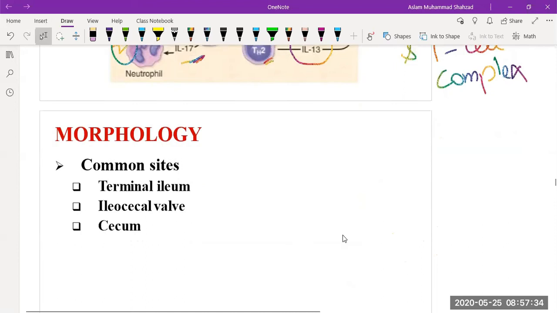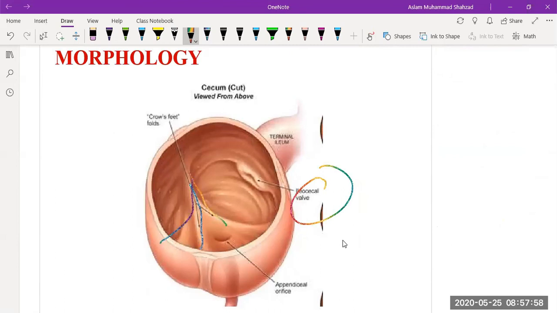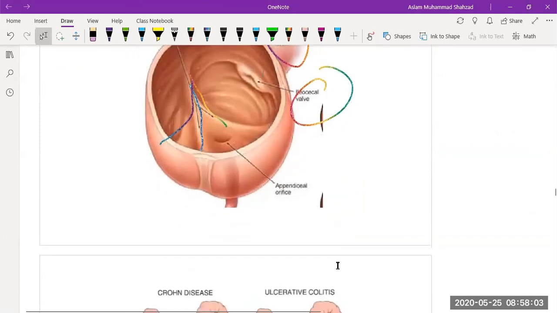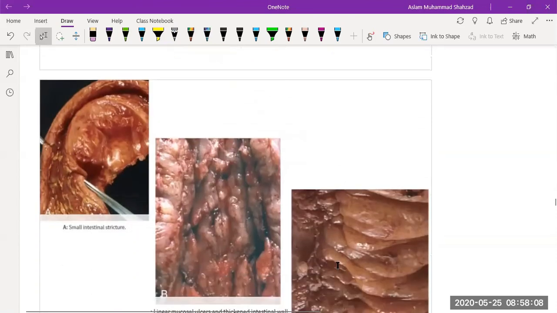Morphology: the common site usually affected is the terminal ileum, ileocecal valve, or cecum. This is the anatomical picture, and this is the ileocecal valve. It looks like a crow's feet-like structure, so we mention crow's feet folds. Then it occurs in the terminal ileum. This is a picture we already discussed before.